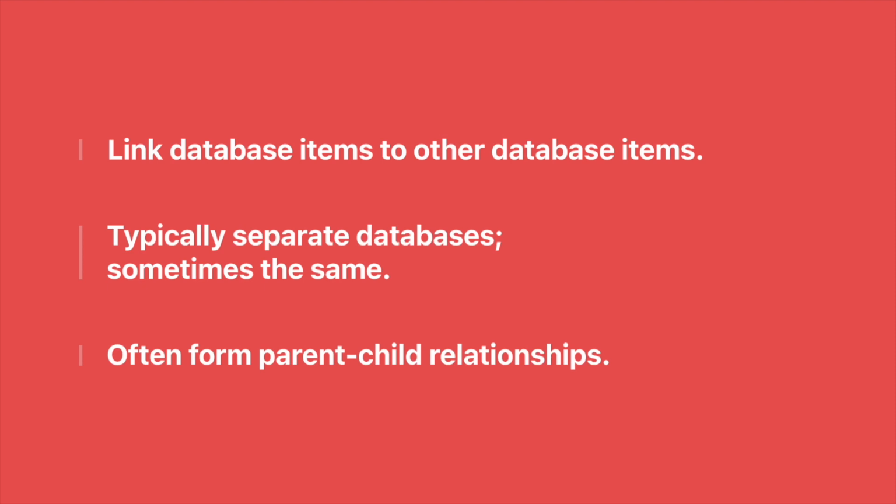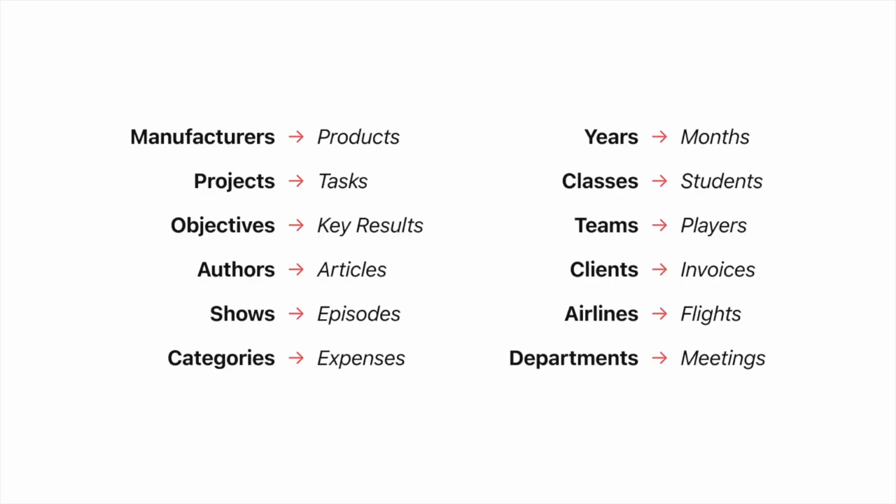And typically you link the relation property to another database, but sometimes you'll choose the same database, and that will allow you to relate items to other items within that same database. And these relations between database items often represent parent-child relationships, where one item, the parent, is sort of the classification or the grouping of its related items, which are the children.